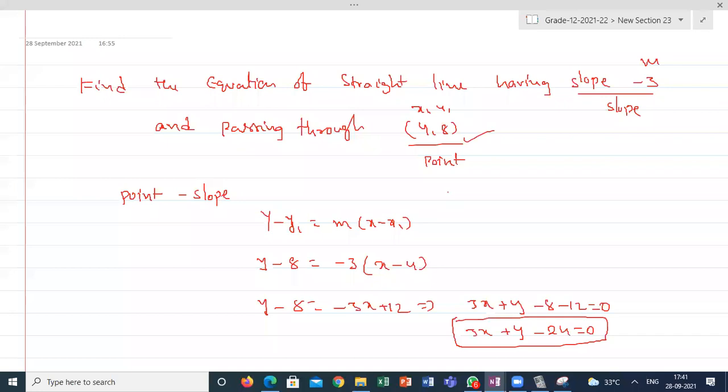Is it clear, students? If you are unable to remember, take x, y as a random point, find the slope and equate to minus 3 and cross multiply, you will get the equation. Same equation you will get. Take one more point, x comma y, and find the slope of these 2 points and equate to this and simplify it. You will get the equation of line.